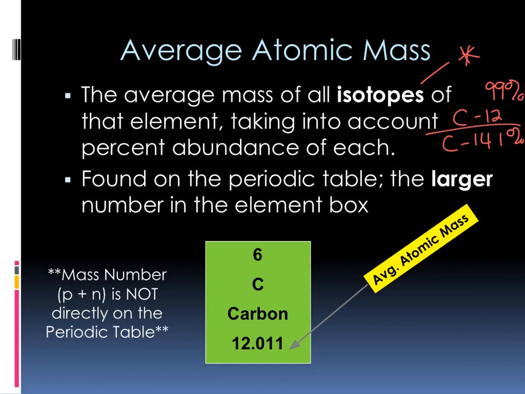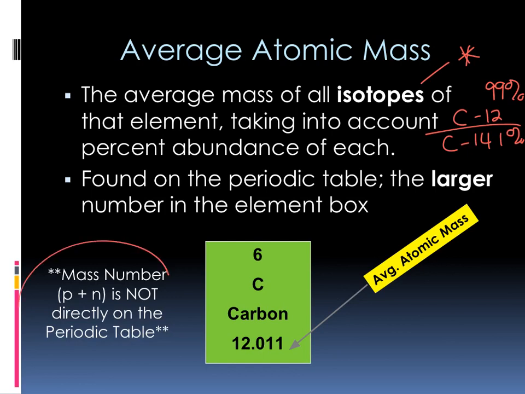If that were the case, we wouldn't just add 12 and 14 together, divide by 2, and get an average, because that's not fair since carbon 12 makes up 99%. In the next section, we're going to be actually looking at how we calculate average atomic mass. I just wanted you to know that the reason that number is a decimal and not a perfect number is that it does, in fact, take into account the percent abundance of each, okay?